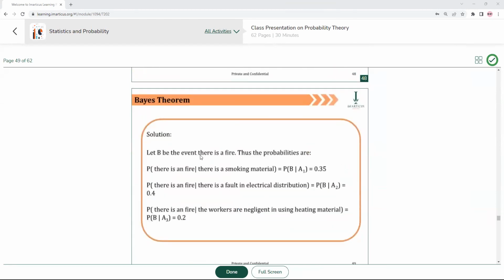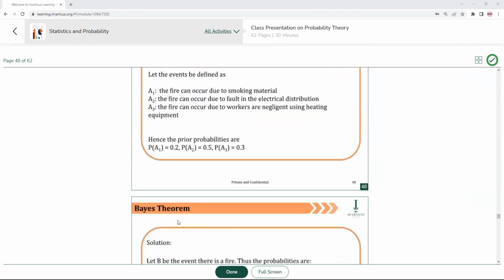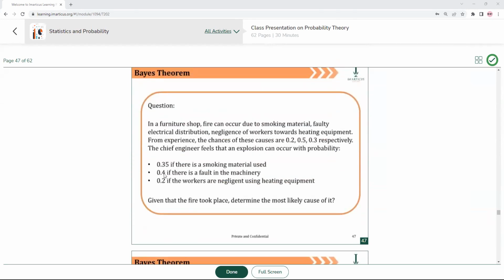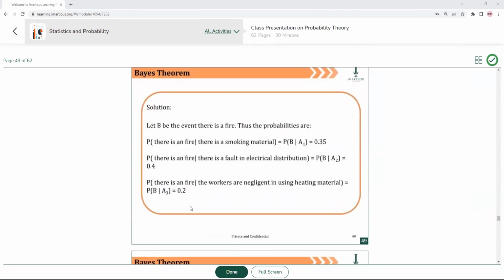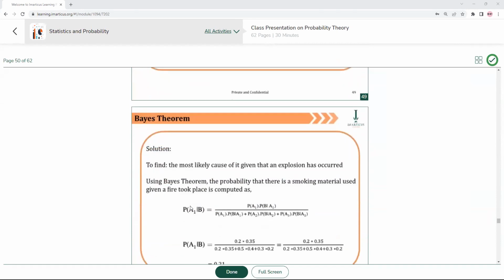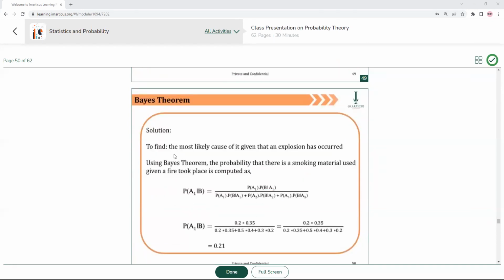Now, let B be the event that there is a fire. So the probability, if there is a fire by a smoking material, 0.35, by electrical distribution, 0.4, and by heating material, it is 0.2. Now we have to calculate this. So the most likely cause of it, given that the fire has occurred. This is what you have to find.